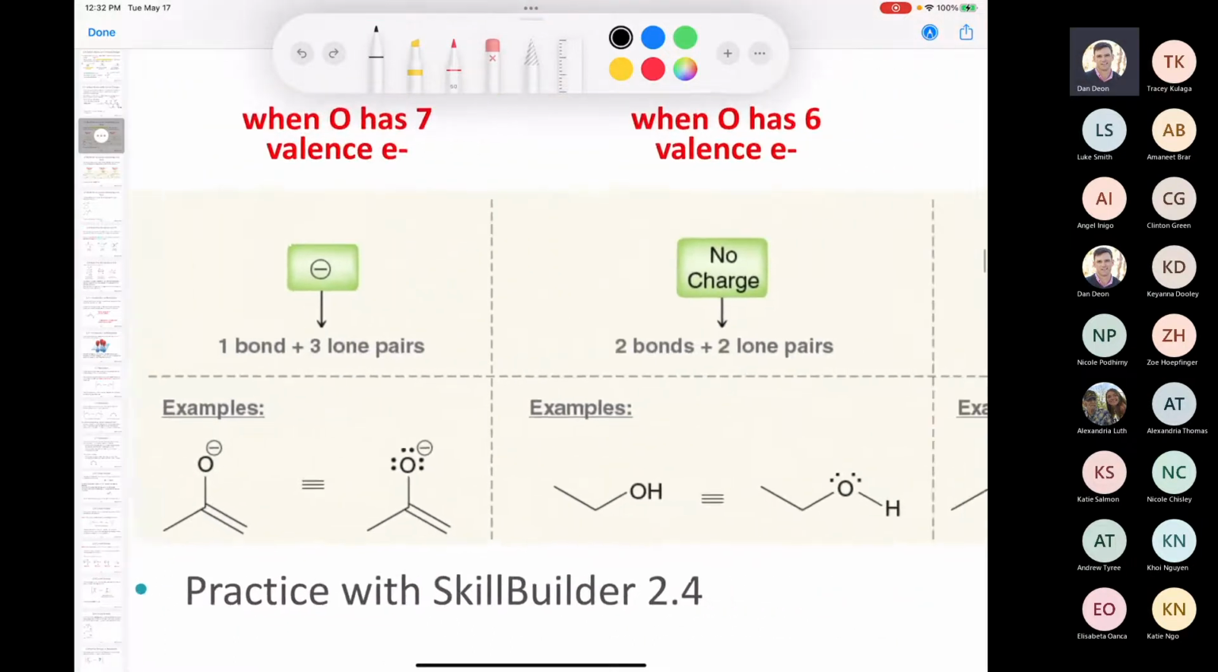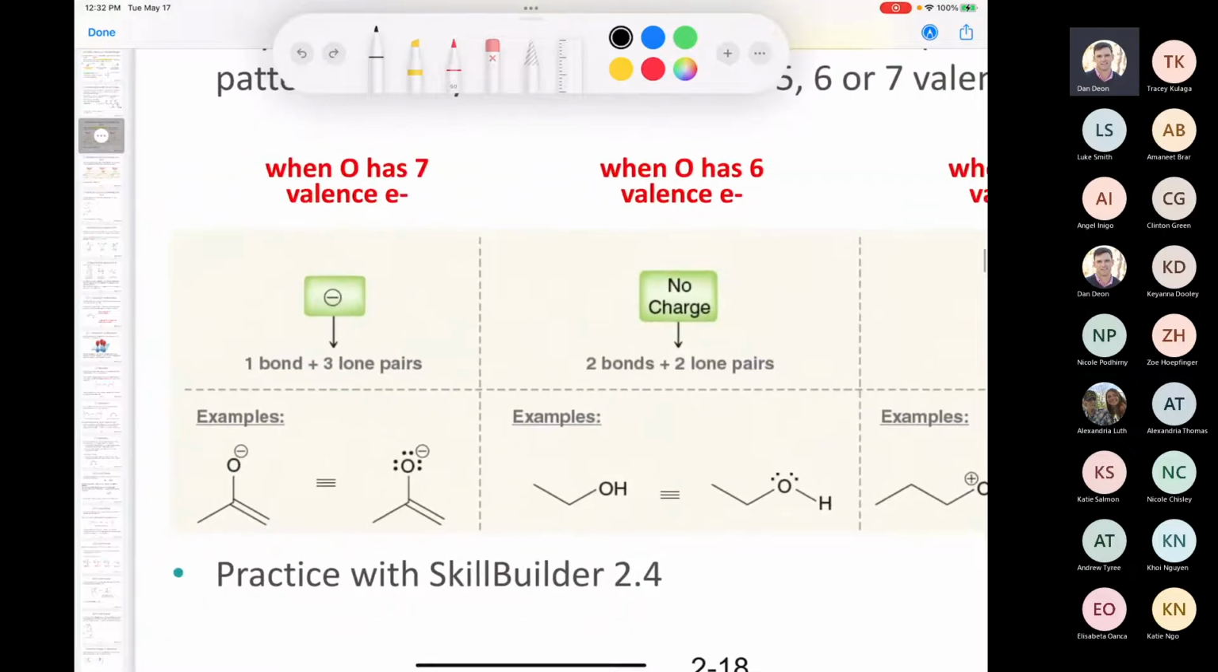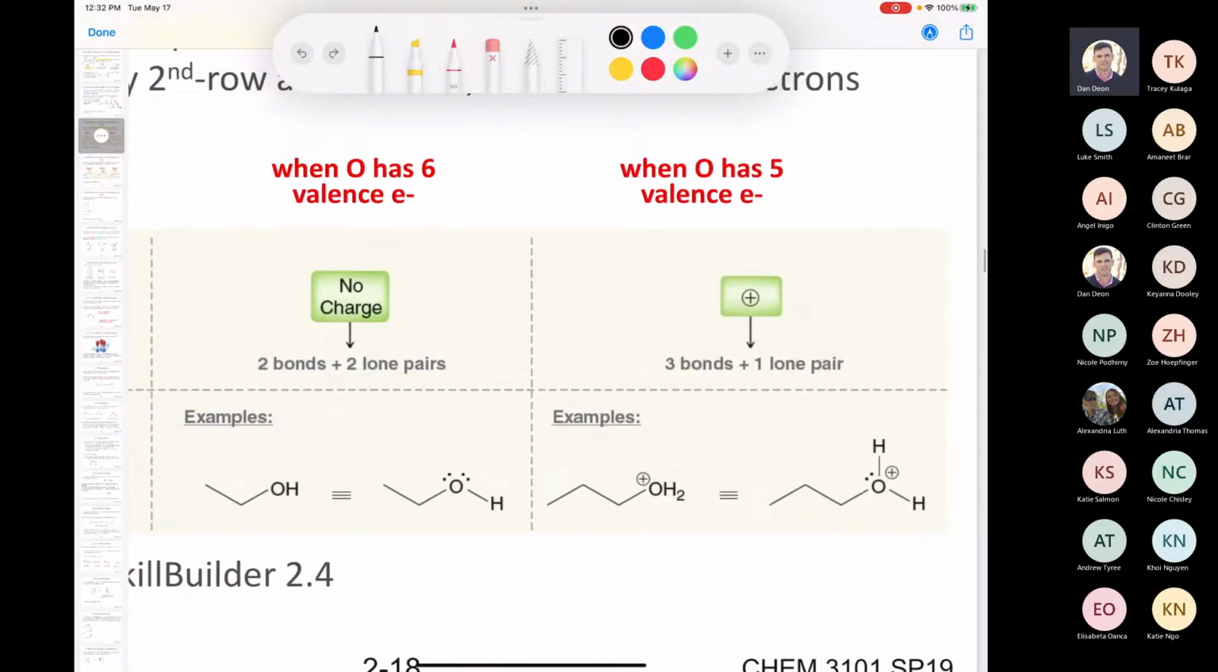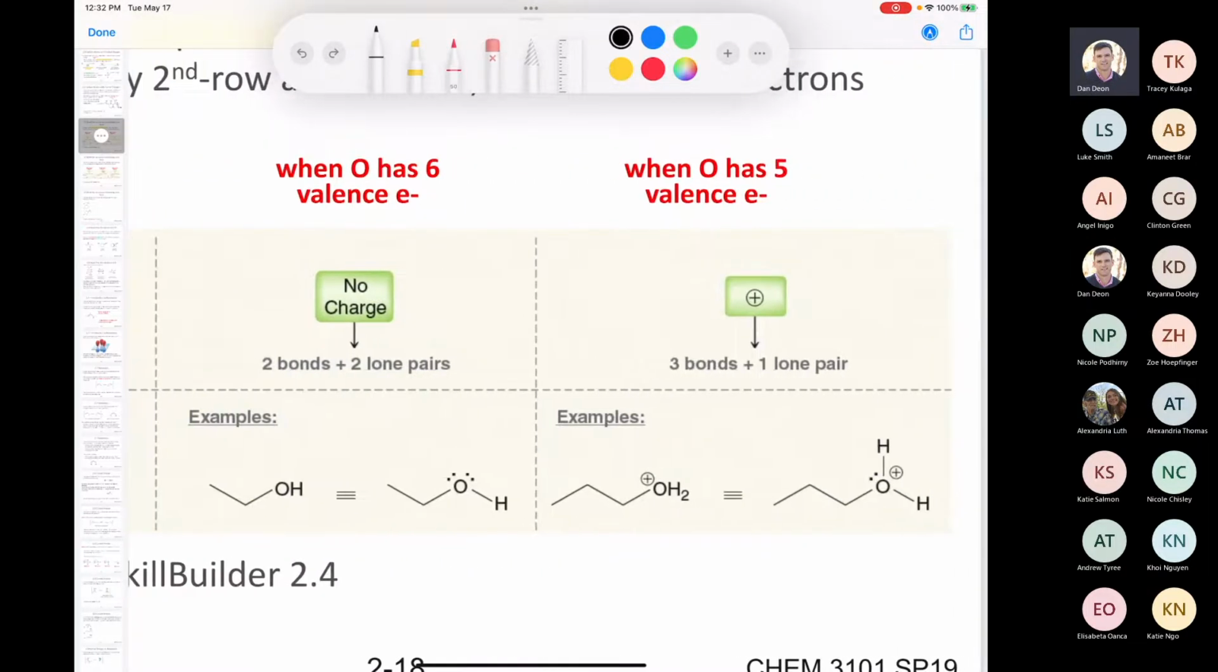Of course, we've covered the next one a lot. When oxygen has 2 bonds and 2 lone pairs, it's neutral. In this partially condensed structure here, we didn't even draw in the lone pairs. It's implied that there's a pair of electrons here and here, but we didn't put them in. And then oxygen, as we saw, can have a positive charge when it's got 3 bonds and 1 lone pair. It's assumed that there's a lone pair on this oxygen here, but we don't even put it in, and we know that we have a positive charge.